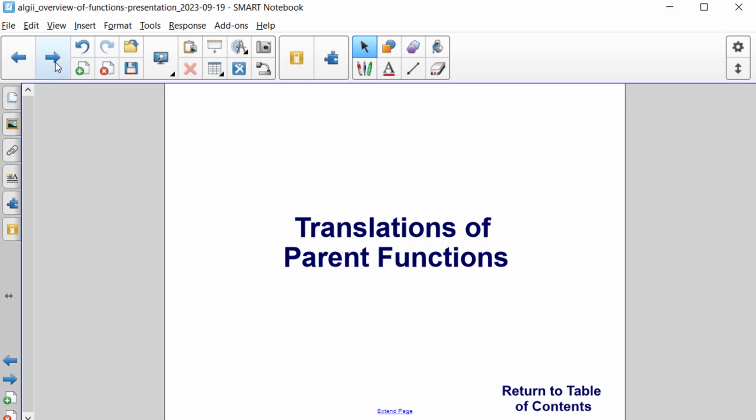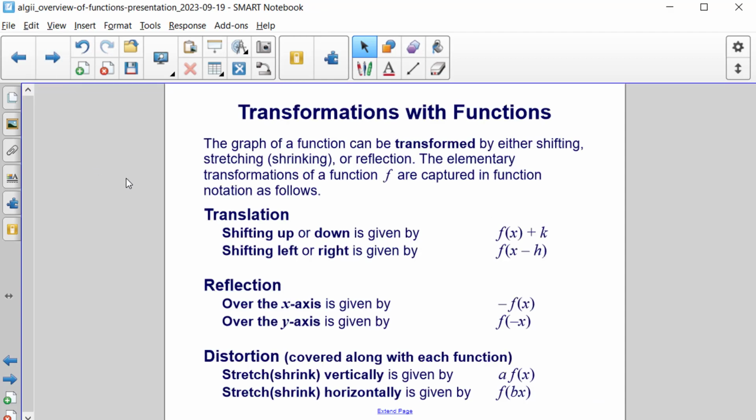Translations of parent functions. Let's first start with an overview of the different transformations that can occur with functions. The graph of a function can be transformed by either shifting, stretching or shrinking, or reflection. The elementary transformations of a function f are captured in the function notation as follows.